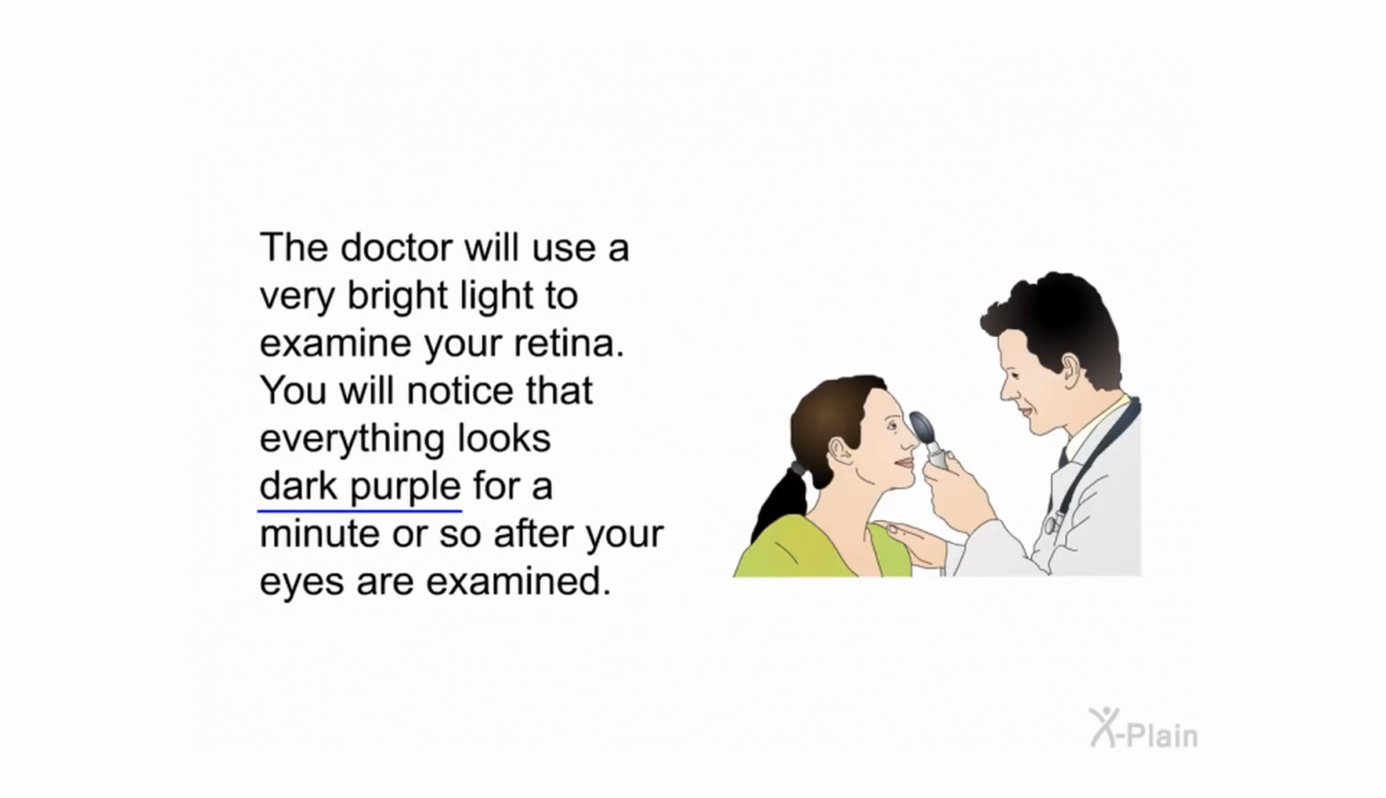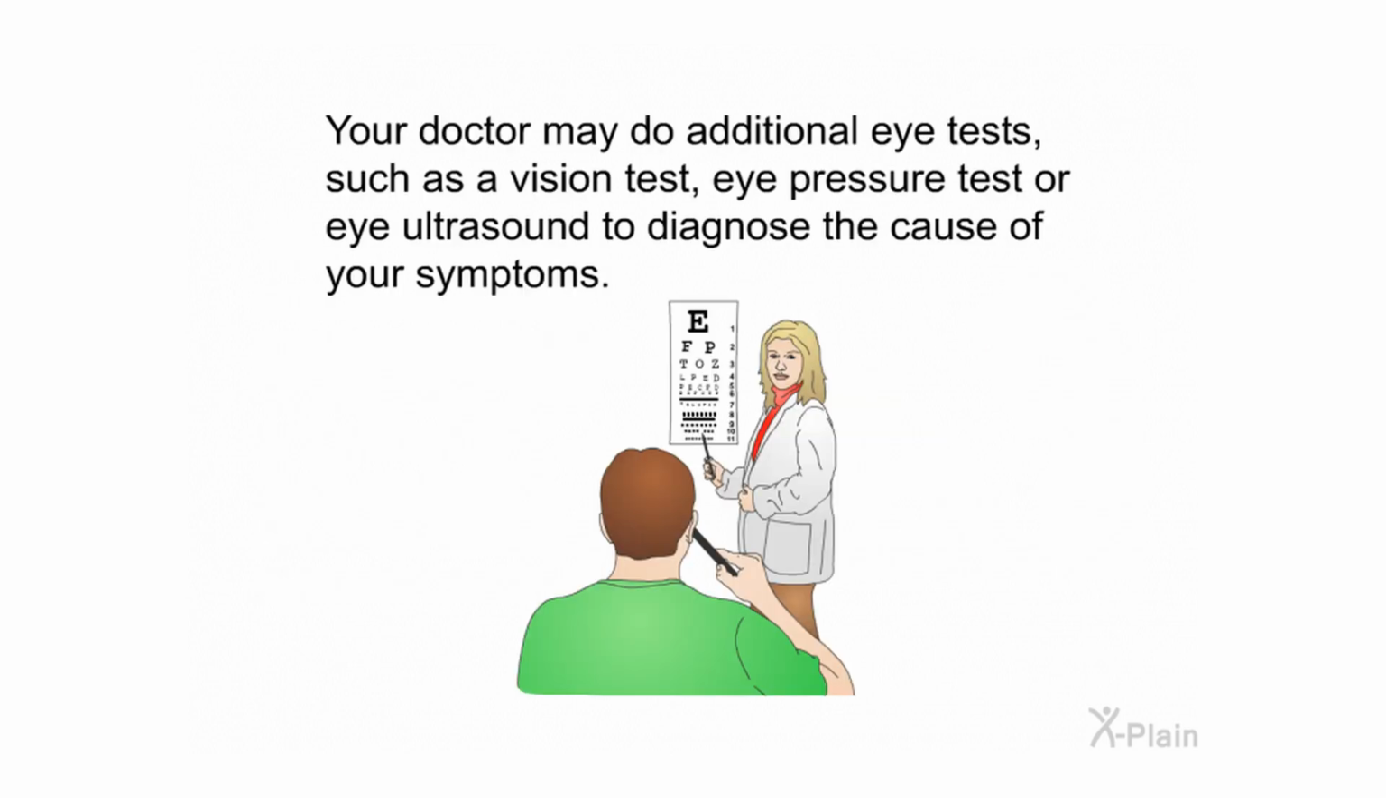The doctor will use a very bright light to examine your retina. You will notice that everything looks dark purple for a minute or so after your eyes are examined. Your doctor may do additional eye tests, such as a vision test, eye pressure test, or eye ultrasound, to diagnose the cause of your symptoms.